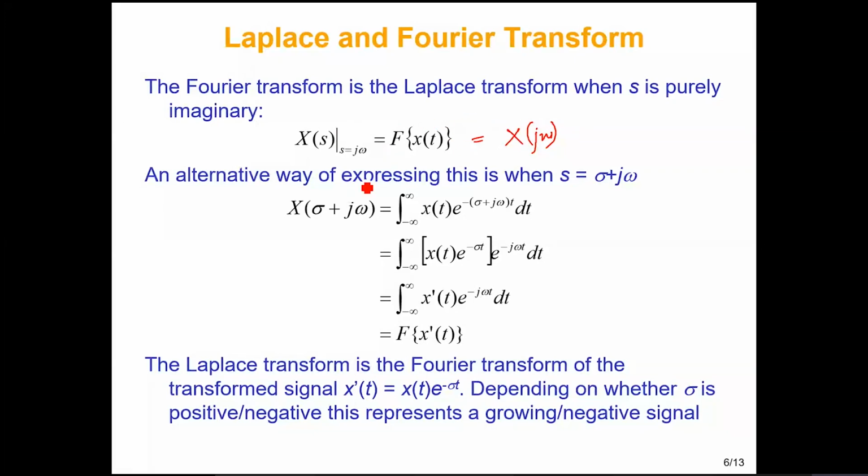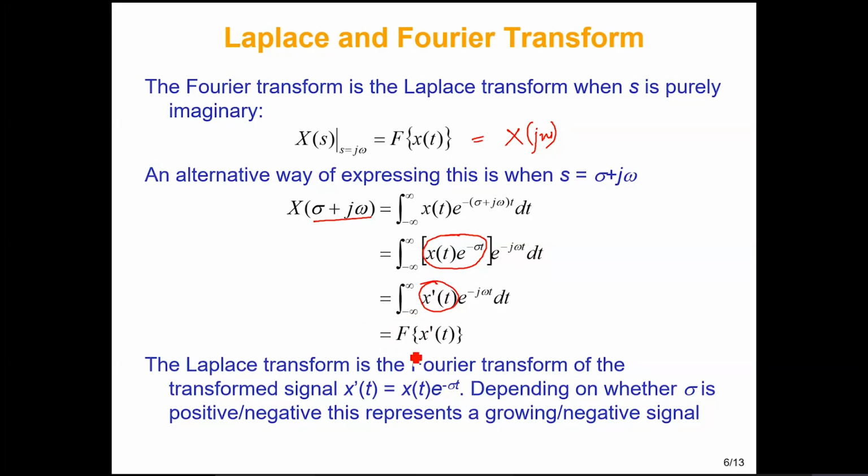Looking at it from the other side, if you replace s with sigma plus j omega, the real part and imaginary part, and use the Laplace formula, it will be the integral of x of t times e raised to the power of minus st dt, where s is sigma plus j omega. If you break up these two complex exponentials and take e raised to the power of minus sigma t together with x of t, this is then multiplied by e raised to the power of minus j omega t dt. In other words, if we call this x prime of t, it will be the Fourier transform of x prime of t.